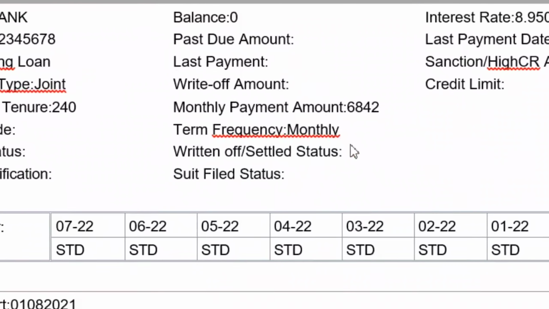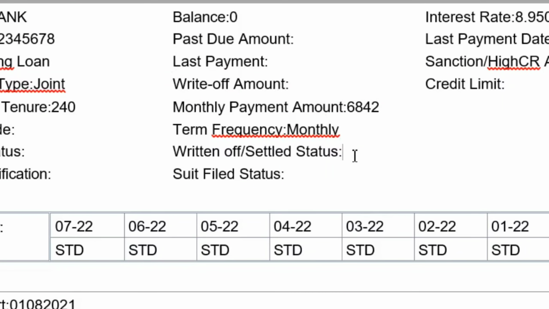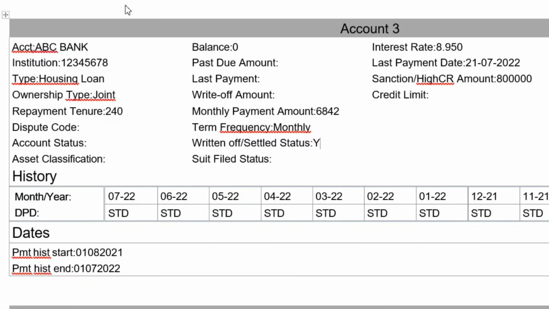So now the other parameter is write-off or settled or suit-filed account. It is equally paramount to look upon. Here I show you this account is written off or settled. So you need to analyze cautiously, and you need to inquire from the party why this account is reflecting as settled. So you take a decision accordingly.